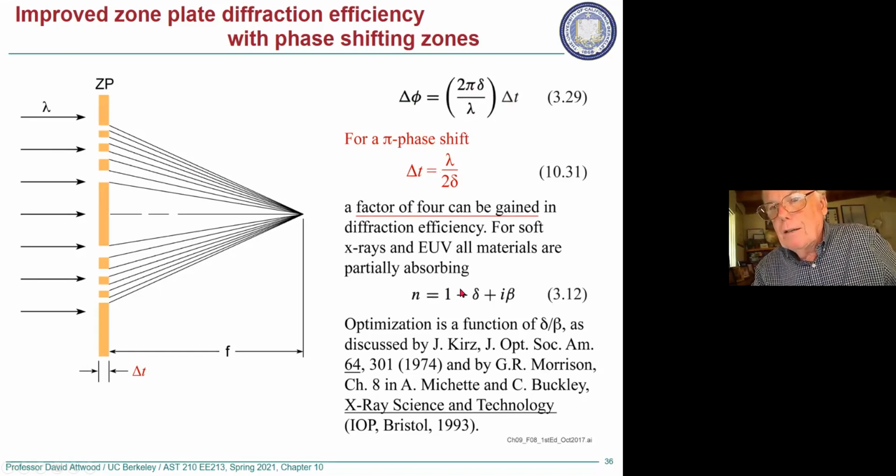So it turns out that we can't make beta go away. But for instance, it's quite common in the soft X-ray region to use nickel zone plates, which are still partially absorbing, but they also have a partial phase shift. And you can increase the efficiency from maybe 10% to, I don't remember what the number was, but something like 20% or something like that.